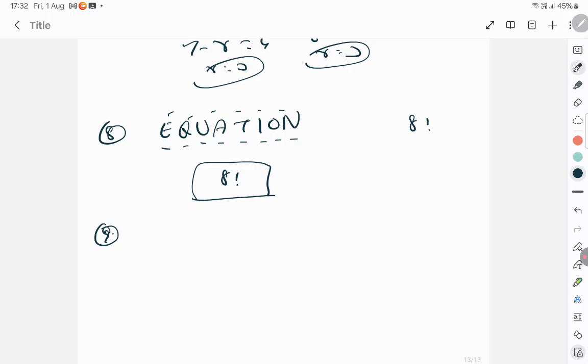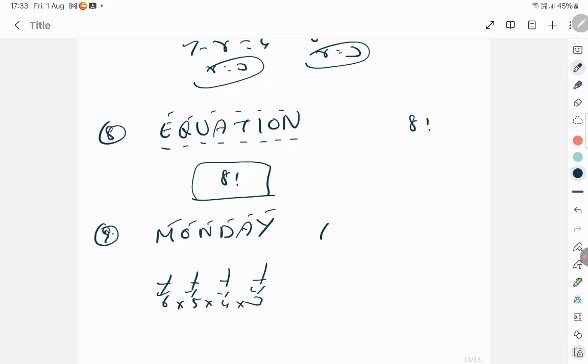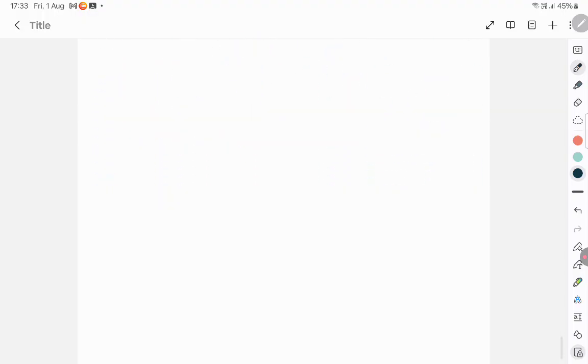9th question: how many words without meaning can be made from the letters of the word MONDAY, M-O-N-D-A-Y, assuming that no letter is repeated, if 4 letters are used at a time. So at a time you can use only 4 letters. How many letters are available? 1, 2, 3, 4, 5, 6. There are no repeats. So this can be done in 6 ways, into 5 ways, into 4 ways and 3 ways. So 6 into 5 into 4 into 3. Or you can take it as 6P4. Either way you get 6 factorial by (6 minus 4) factorial, which is 6 factorial by 2 factorial, which is 6 into 5 into 4 into 3 into 2 factorial by 2 factorial. Still the same answer. So let's go to the next.